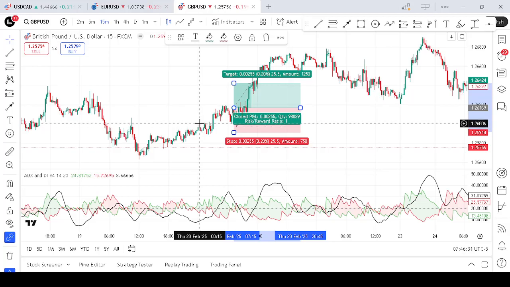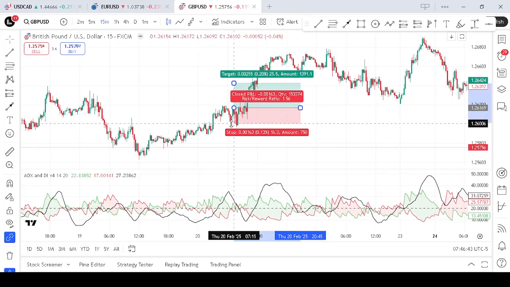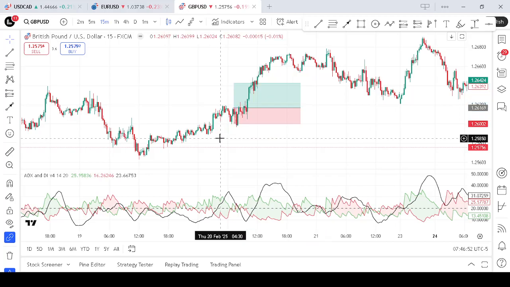Don't forget, risk management is crucial in any trading strategy. Set your stop loss to 2 to 5 pips beyond the entry candle. This protects your capital in case the market moves against you.